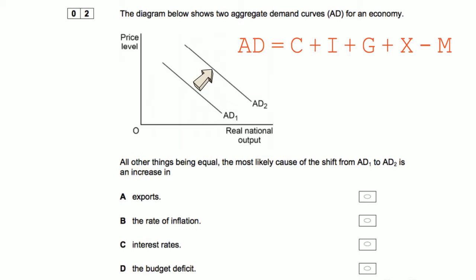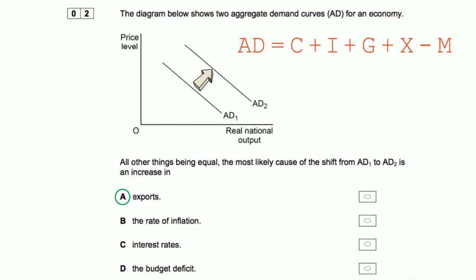Option A is an increase in exports, and this would cause aggregate demand to shift outwards. Therefore, A is correct. Option B is an increase in the rate of inflation, and this would be an increase in the price level, and this would result in a movement up the aggregate demand curve, and therefore this is wrong. C is an increase in interest rates. If there was to be an increase in interest rates, this is a contractionary monetary policy, and this would cause aggregate demand to shift inwards.